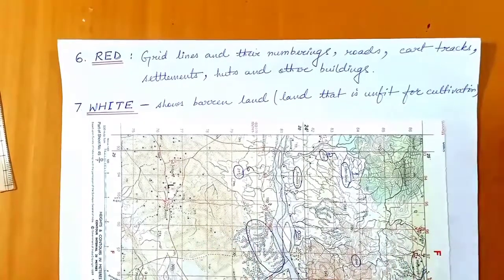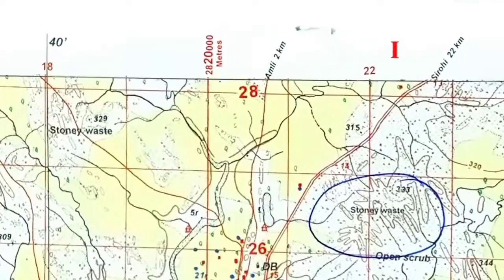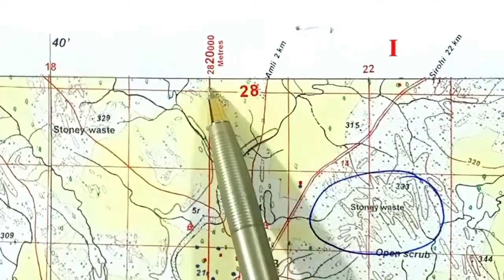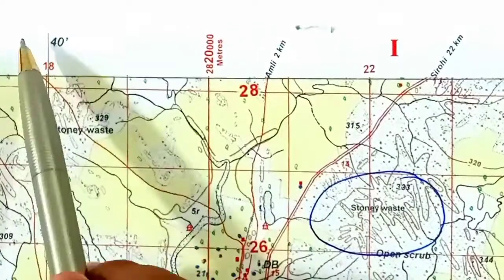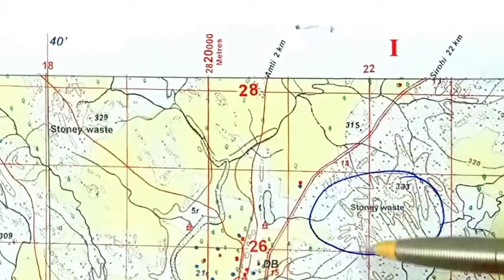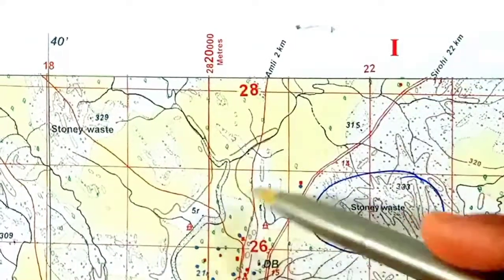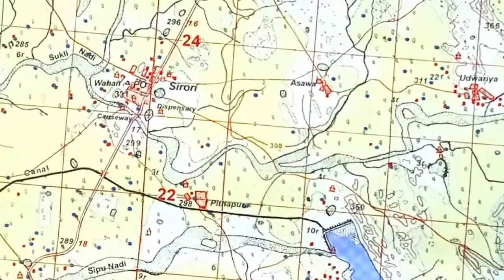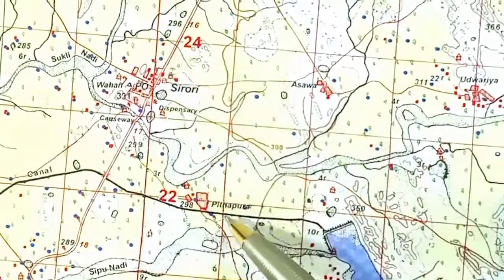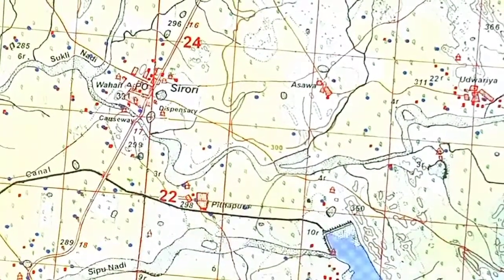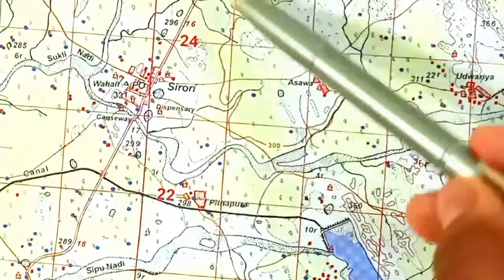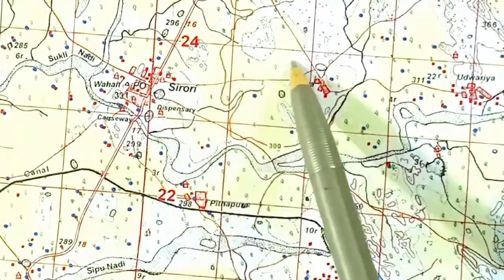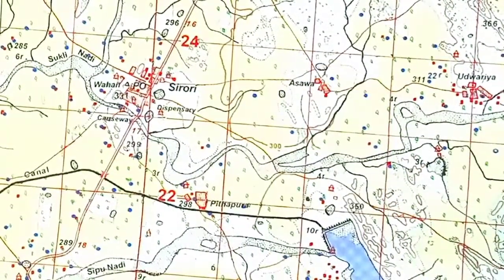So let's have a look at a topographical sheet to see the use of red color. So students, you can see red color is used to give numbering to the grid, and the grid lines are also drawn with red. Then if we look at the settlements, they are also drawn with red. Even the roads, you can see the red lines, they are showing different modes of transportation. They are also drawn with red.